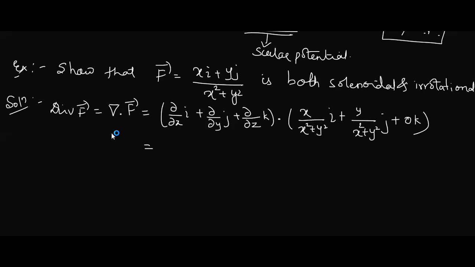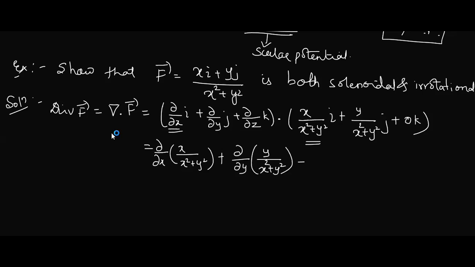So how do we take the dot product? Multiply corresponding i coefficients. So dou by dou x operating on x upon x square plus y square, correct? Plus corresponding j coefficients: dou by dou y operating on what? Y upon x square plus y square, plus dou by dou z operating on what? 0. Okay.